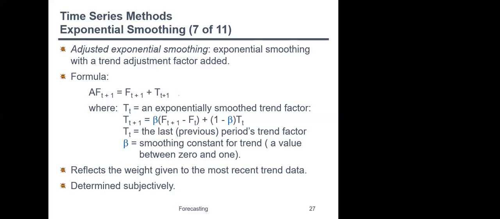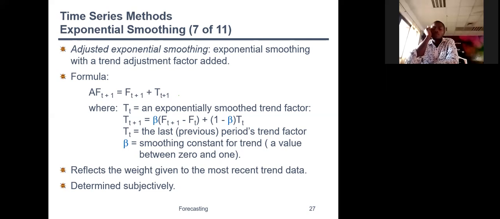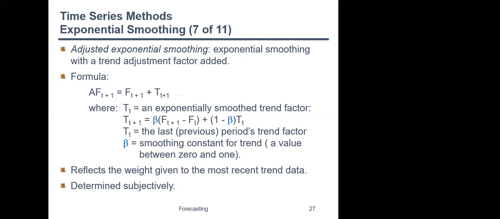Adjusted exponential smoothing is an exponential smoothing with a trend adjustment factor added. So here we are basically trying to add a trend. A trend factor is added to the exponential smoothing. So once you add a trend to it, we call it the adjusted exponential smoothing.